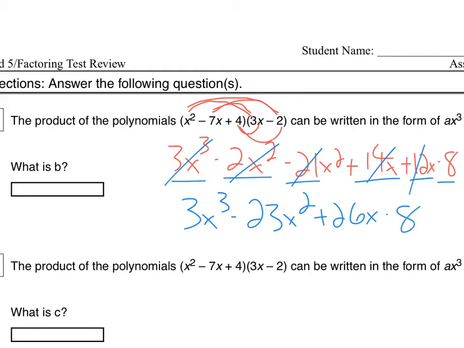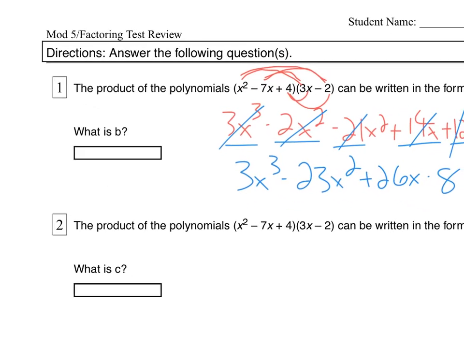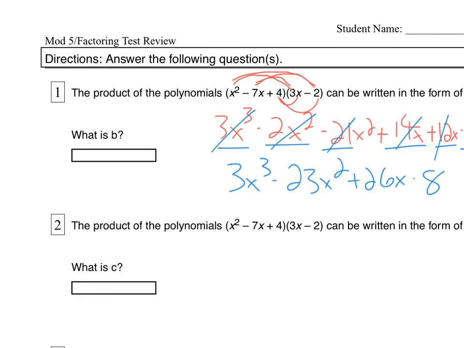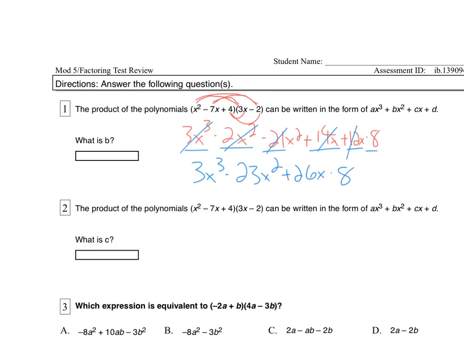Now, on this one, the question they're asking for is, what is the b? They tried to help out by giving you this up here, ax cubed plus bx squared. They're asking for the b. A lot of students, when we had this problem previously, wrote 23x squared. That is not what they're asking for. They're asking for the b, which is the coefficient, which means the answer is just negative 23.